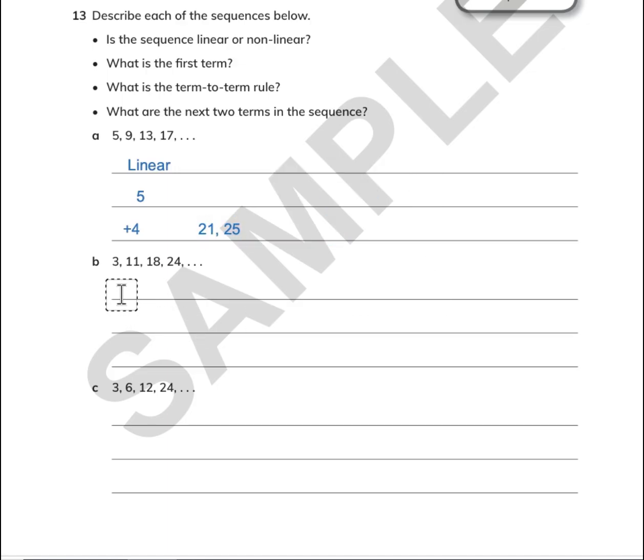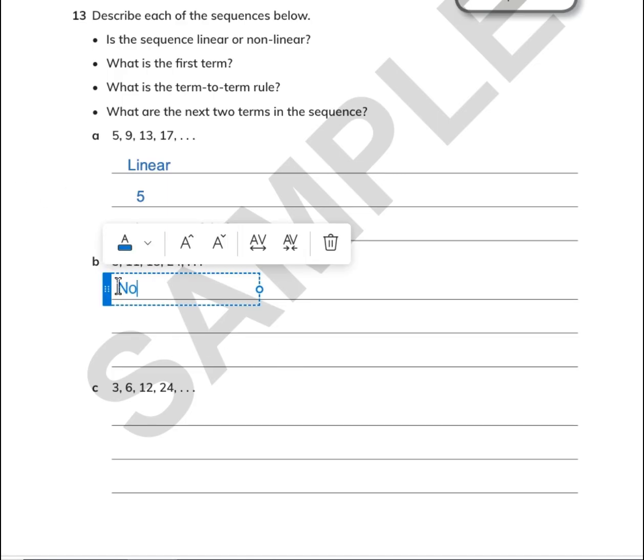The B part is 3, 11, 18 and 24. So first let's see the difference between the numbers. The difference between 3 and 11 is 8, 11 and 18 is 7, and 18 and 24 is 6. So what we got is that the differences are not equal. The difference is less every time, one less every time, right? So the answer here will be the sequence is non-linear.